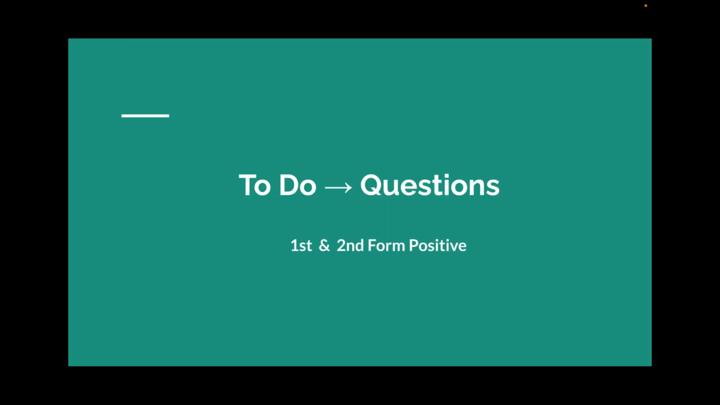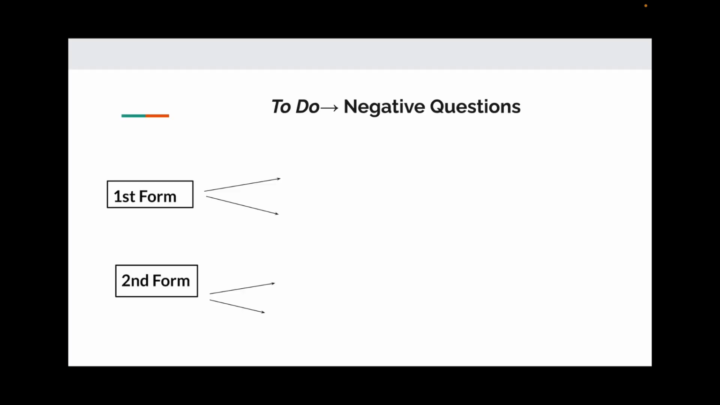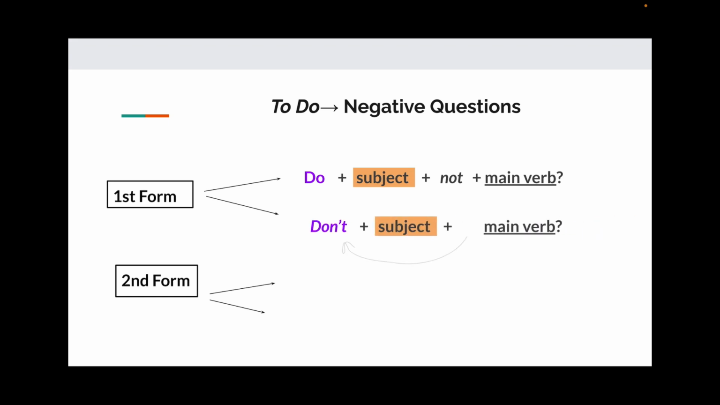And so nice job, everyone. Now that we looked at the first two forms, we'll take a look at the next two forms, which are negative, meaning that they have the word not in the questions. And so for the first form, negative, we have do plus the subject plus not, and then the main verb at the end. However, because we have not, we can combine it with do to create the contraction don't.